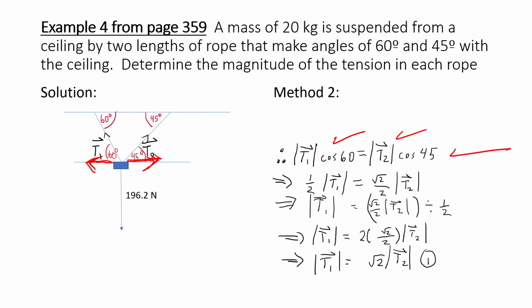Okay? So in other words, now the cos of 60 is 1/2 and the cos of 45 is √2/2. So we're ultimately saying that the magnitude of T1 is √2/2 times the magnitude of T2 divided by 1/2. That's another way of saying 2√2/2 times the magnitude of T2, or in other words, √2 T2. So just doing some pretty straightforward simplifying here, we see that the magnitude of T1 is equal to √2 times the magnitude of T2.